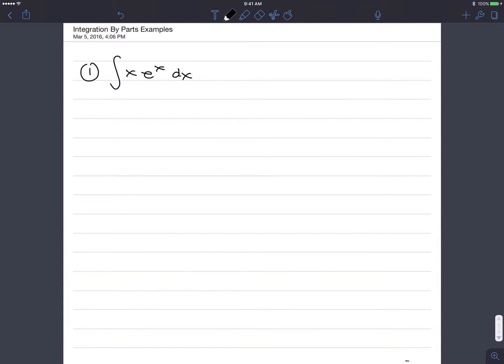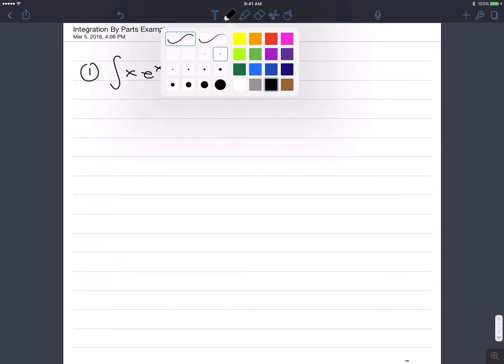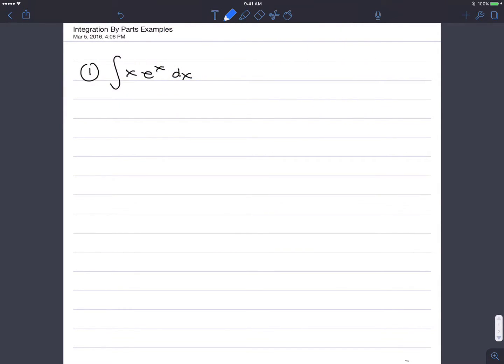Okay, here's some integration by parts examples I said that I would get up. Remember, integration by parts, we're going to use this form that any integral of the form integral of u dv can be written as uv minus integral v du. So what we're going to have to do is identify primarily what u is going to be.